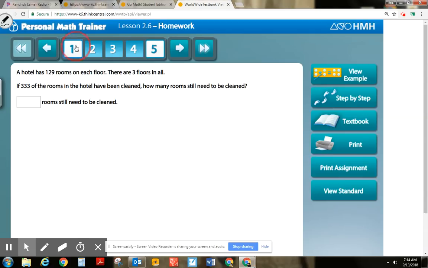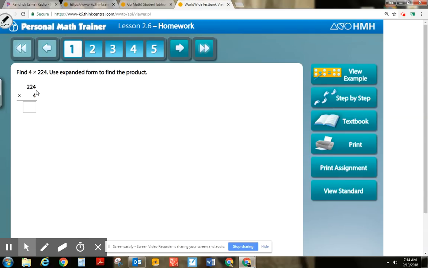Today we have worked on multiplying using expanded form by breaking up those numbers using our place value and then multiplying. This is a great way to do the math, but make sure that you are paying attention to your place value. Make sure that you're lining up your numbers.